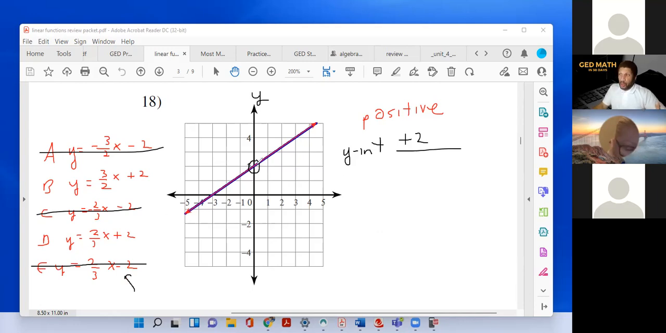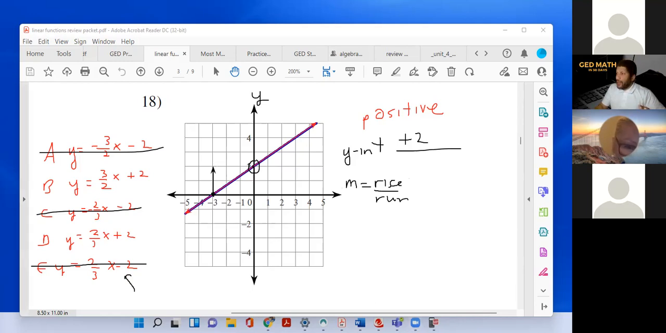So now we got to find the slope. We're going to use this point here, and we're going to use this point. And how do we find the slope from a graph? Rise over run. Which way is rise? Up or down. If you're going down, it's negative, but if you're going up, it's positive. So we're gonna go up. Count with me. 1, 2. So we know our rise is 2.